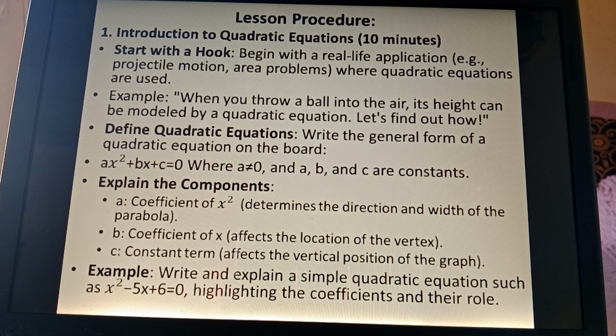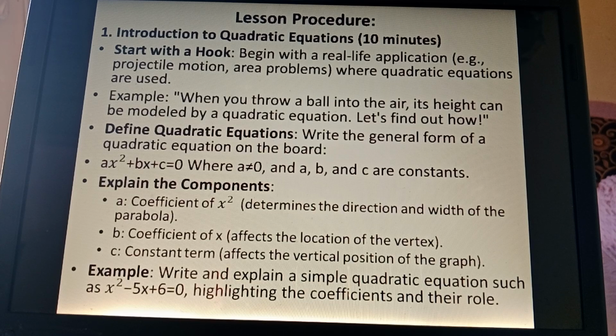Lesson procedure. Number 1, introduction to quadratic equations, which will take 10 minutes. Start with a hook. Begin with a real-life application, e.g. projectile motion, area problems, where quadratic equations are used. For example, when you throw a ball into the air, its height can be modeled by a quadratic equation. Let's find out how. That is what we call projectile motion.